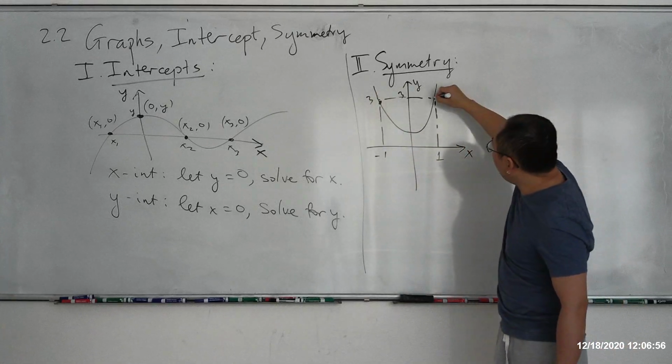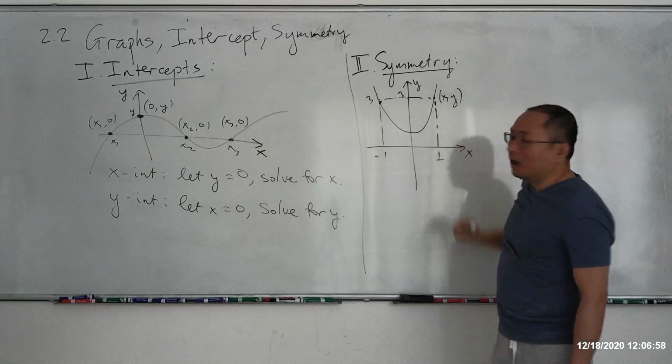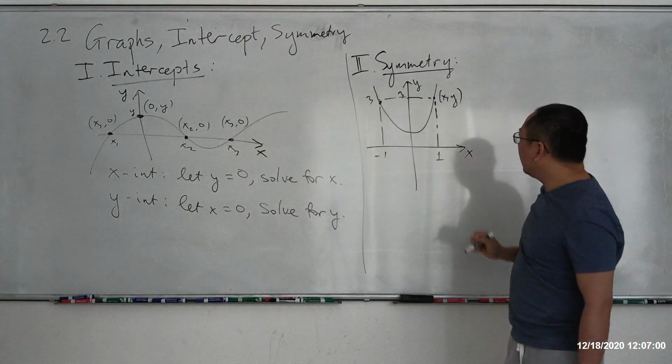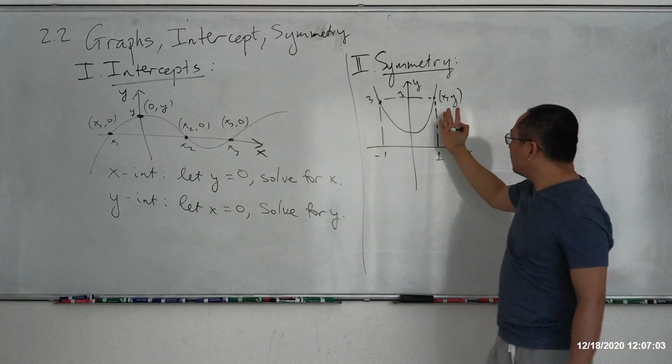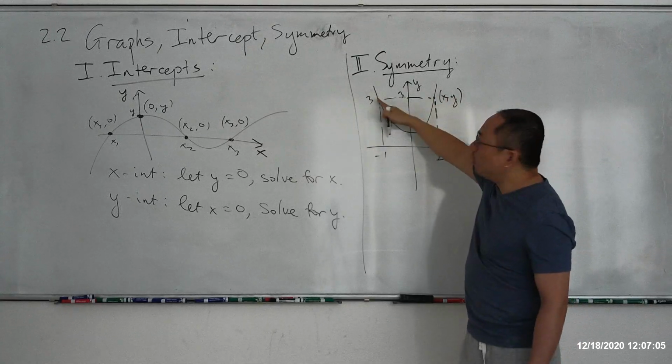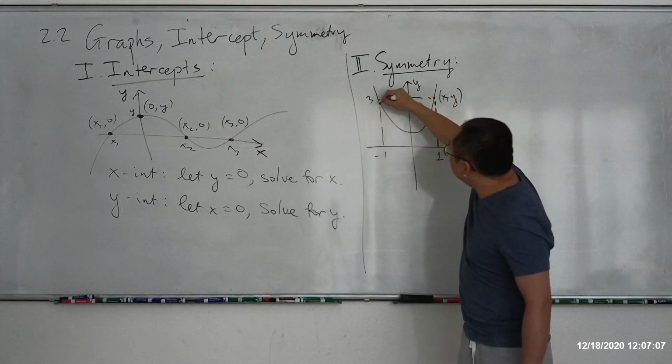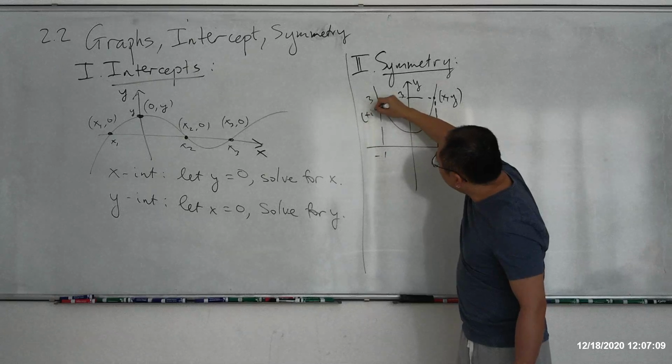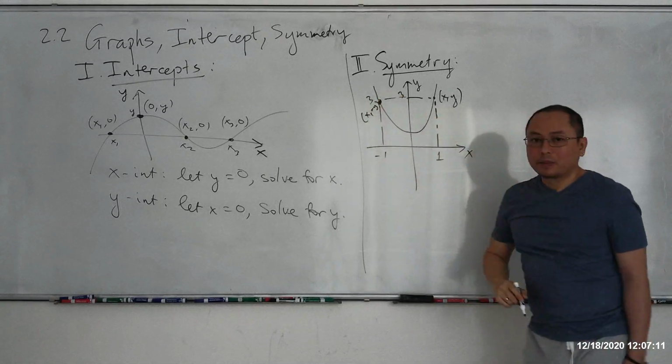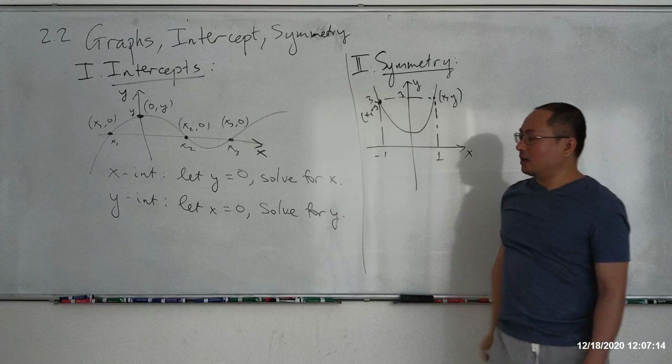So in general, if you have a point x, y on the graph, and the graph is symmetrical about the y-axis, you flip it over. The y coordinate stays the same. The x is going to change, so the second point is going to be negative x, comma y. So you flip over the y-axis.